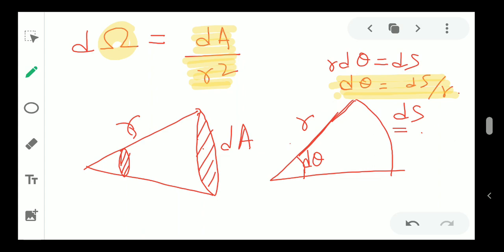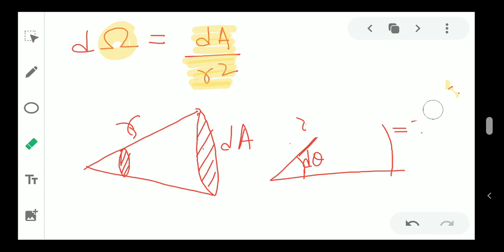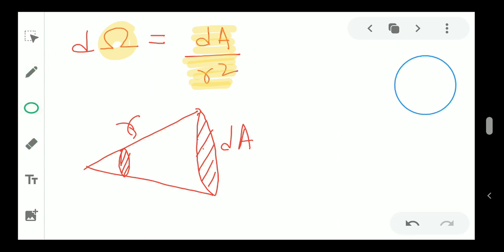Now from this one thing we can prove a very interesting thing. You know that the total surface area of a sphere is 4 pi r square. But how does it come? One thing you can see is that this dA is actually the surface which is exposed outside.